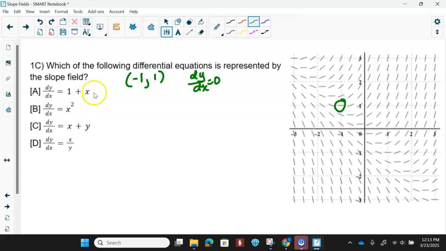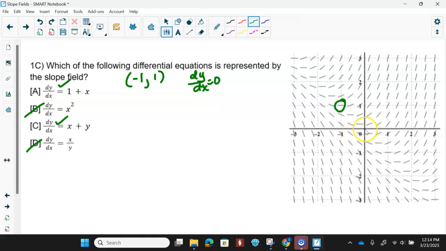So here we go. When x is -1, 1 plus -1 is 0. So far, so good. When x is -1, well, you get +1. So B is not it. -1 plus 1 is 0. So far, so good. -1 divided by 1 is -1. So now we're down to A or C. Let's keep going.